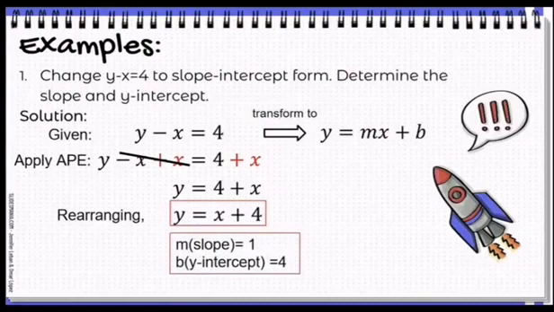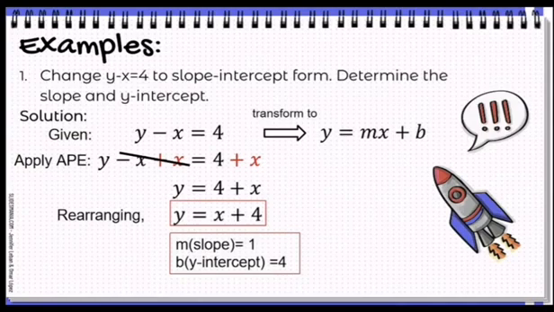Examples. Number 1. Change y minus x equals 4 to the slope-intercept form. Then determine the slope and y-intercept. Solution. Given y minus x equals 4. To transform this in the form y equals mx plus b, here are the steps. First, apply the addition property of equality. Add x to both sides of the equation. Hence, y minus x plus x equals 4 plus x. Then, cancel negative and positive x since they are opposite and equal to 0. We now have y equals 4 plus x, and rearranging it, we get y equals x plus 4. So this is now the slope-intercept form. And from here, the slope is 1 since the variable x has no numerical coefficient, and take note of that. And the y-intercept b is equal to 4.